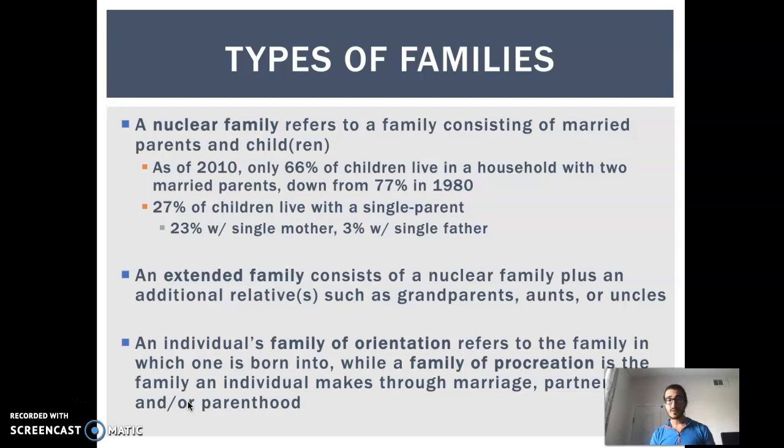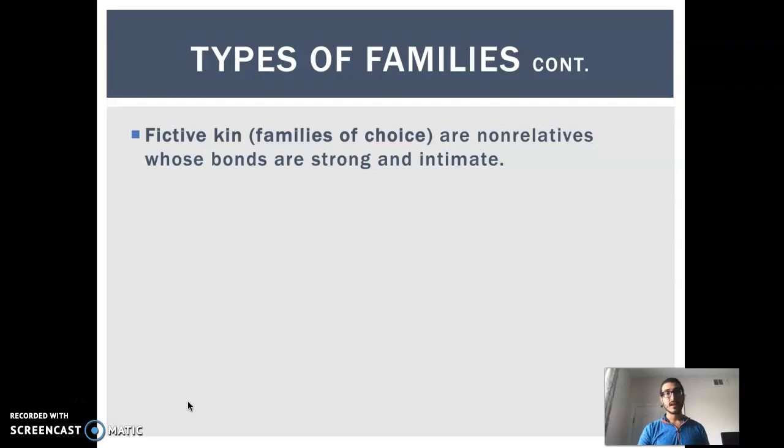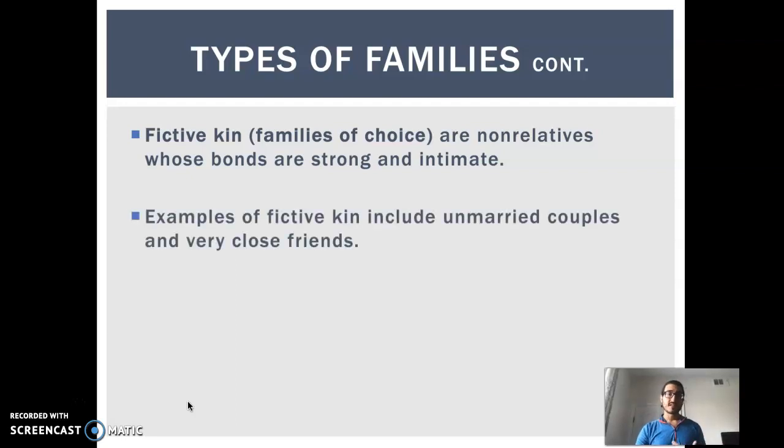So everyone is born into a family of orientation, right? You have biological parents that birthed you. That is your family of orientation. Families of procreation are the families that we, as the name suggests, create through relationships such as partnering, marriage, and/or producing children of our own. Let's talk a little bit about different types of families.